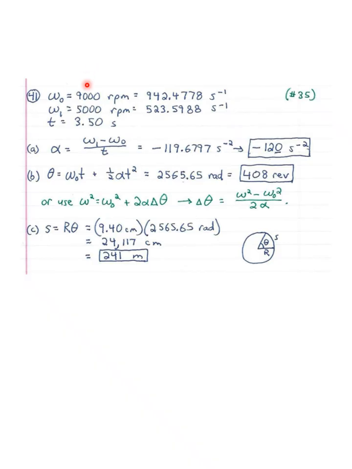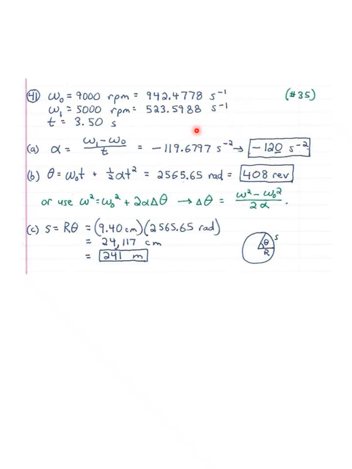All right, let's take the given information. We have omega naught and omega 1 in RPM. I've converted those to radians per second. We're going to need that to get through this problem. And you can look back at problem number 35 where I did the conversion from radians per second to RPM. But there's the values in radians per second.